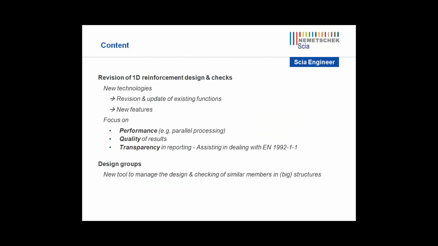Now, I want to explain what we have reviewed. So we have done a revision of our design and checks, and we have done this using new technologies. And these new technologies, they are in Scia Engineer 14, but only in the beta version, which means only the version that you can access once you receive a beta license. And we have focused on, as you can see, performance, quality, and clear results.